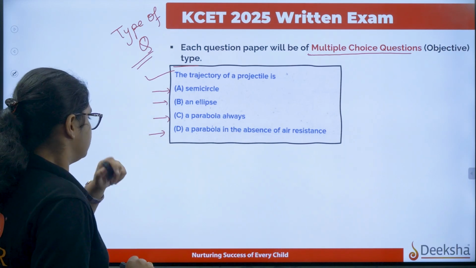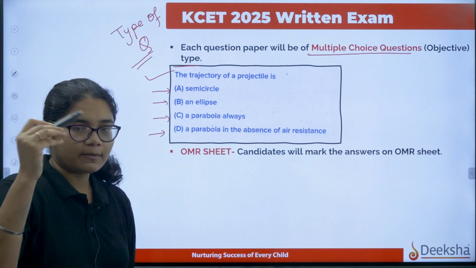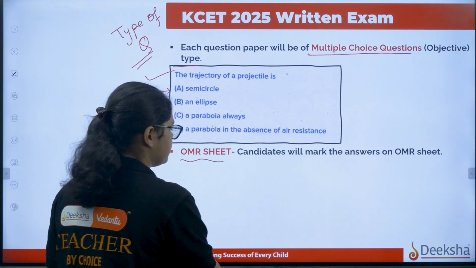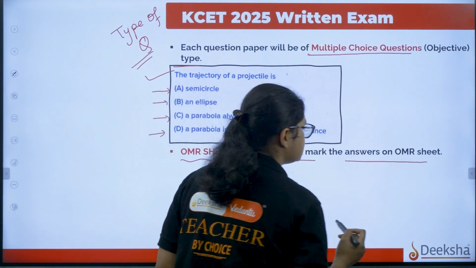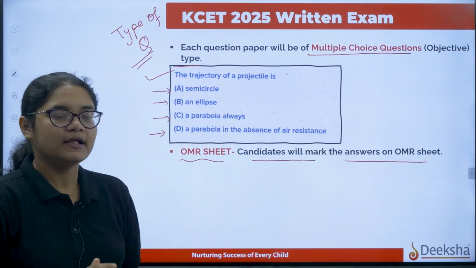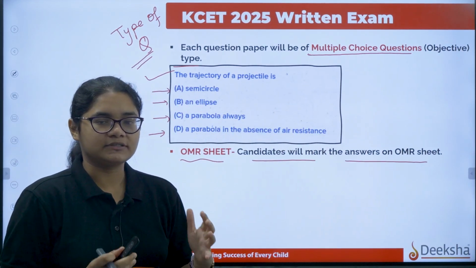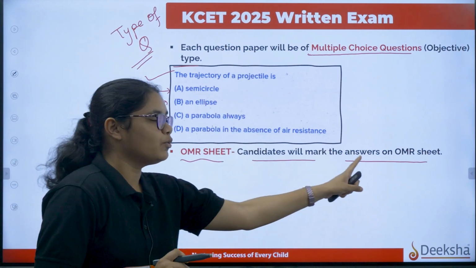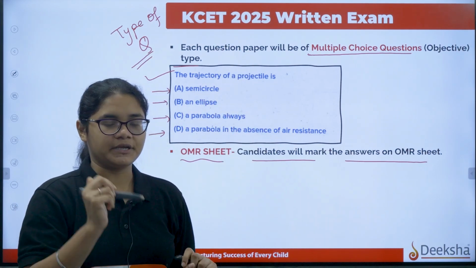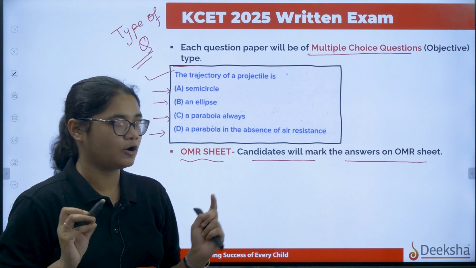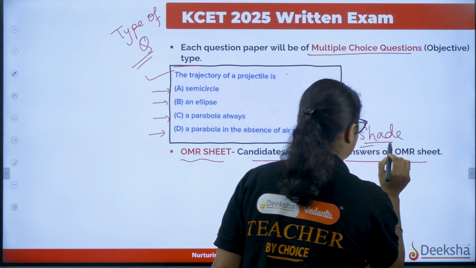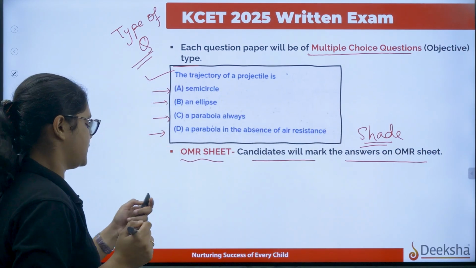Now, I told you there is something about shading of answers, right? That we have to think about here. OMR sheet: candidates will mark the answers on the OMR sheet. This is not like your board exam where you will be given a sheet and you have to write the answers. You will be given one OMR sheet, and in that OMR sheet you have to shade the answers. Not mark, you have to shade the answers. We will also see what an OMR sheet looks like in the next slide.